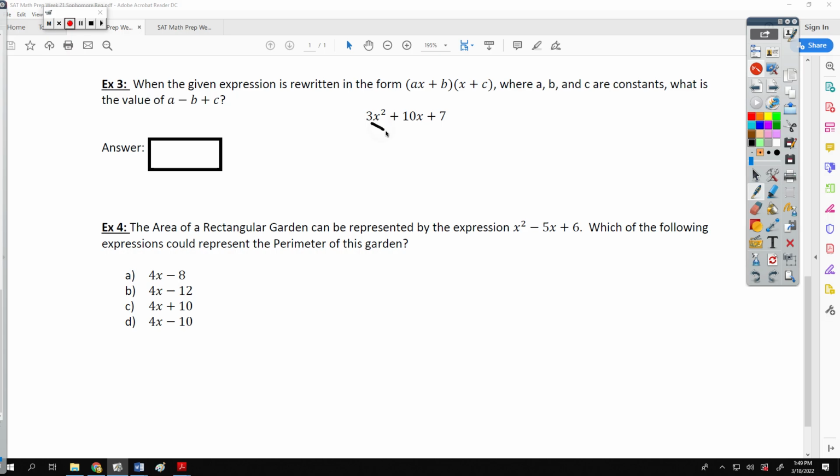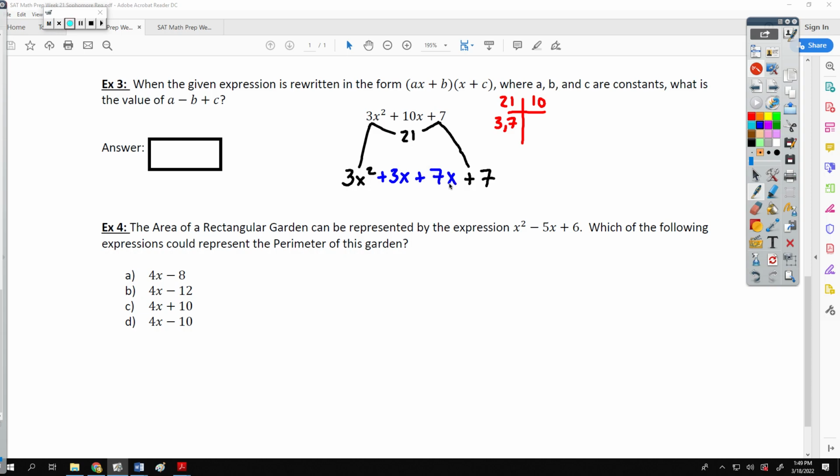So we're supposed to take a times c, which would be 21, and find the two numbers that multiply to 21 and add to 10. Well, that would be 3 and 7. Then we take that middle term and we break it up into a 3x and a 7x.